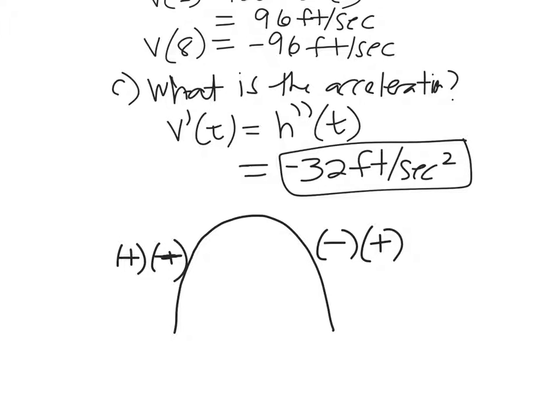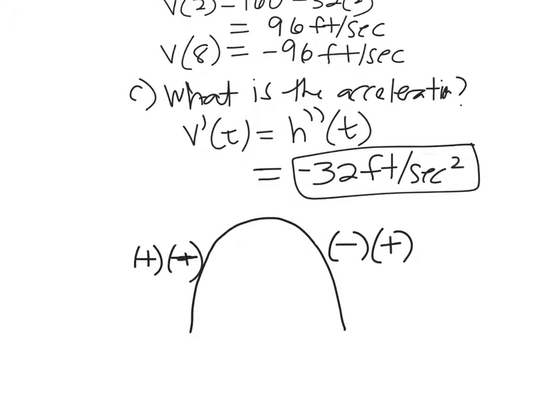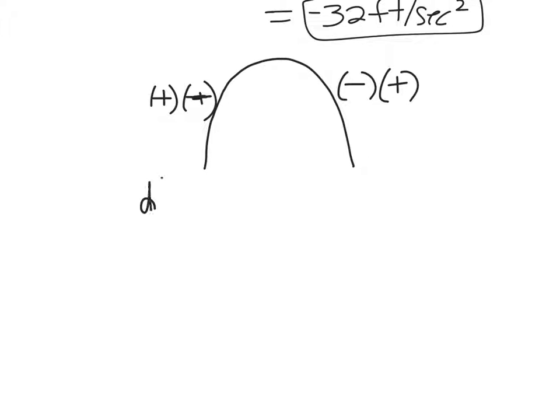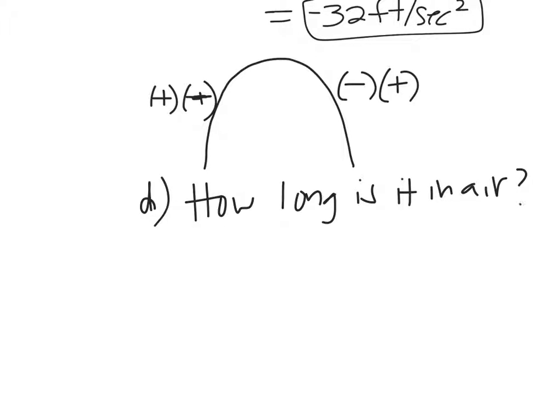Okay, so let's answer a couple more questions. We're almost done for today. Letter D. How many more letters? 2. How long is this thing in the air? This one's actually an easy question because parabolas are symmetric. We started on the ground, which is nice. Halfway through, we're at 5 seconds, so how long total are you in the air? 10 seconds.